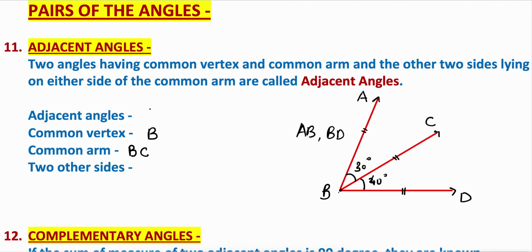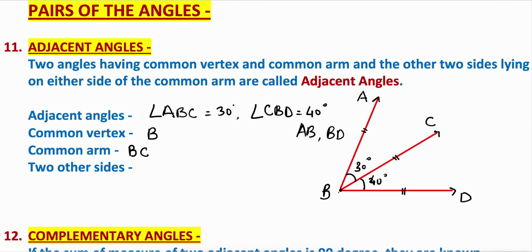So the adjacent angle, we can say angle ABC is 30 degree. Angle ABC is adjacent to angle CBD, which is equal to 40 degree. So the two angles, angle ABC and CBD, are adjacent because they have common vertex and common arm BC, and the other two arms are on either side of the common arm. So these angles are called adjacent angles.